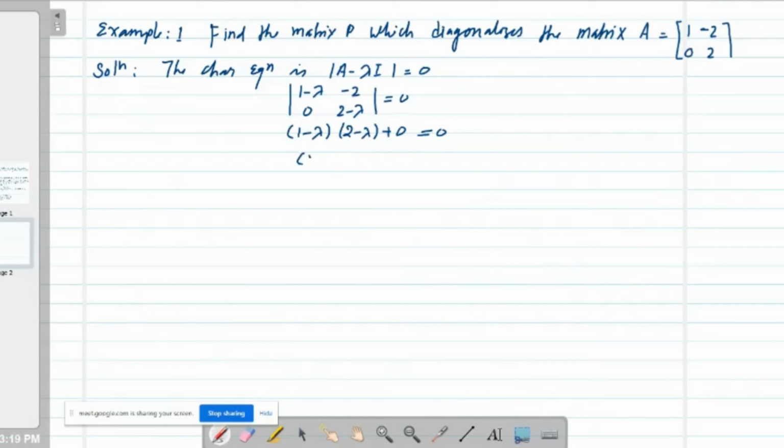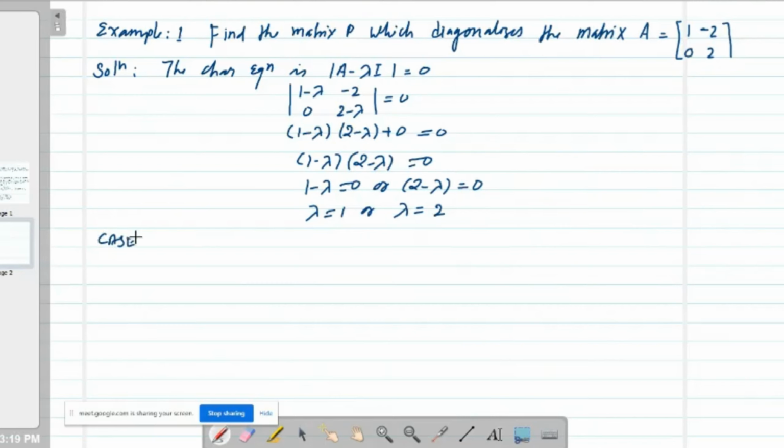So from this you will have (1 minus lambda)(2 minus lambda) equal to 0. So 1 minus lambda equal to 0, or 2 minus lambda equal to 0. So from this you will get lambda equal to 1 or lambda equal to 2. So these are the eigenvalues of the given matrix A. You will have two cases.